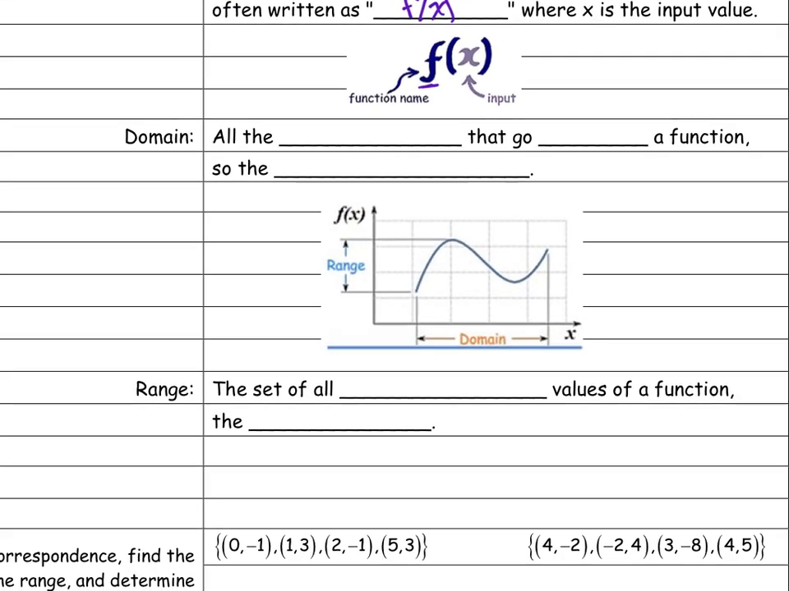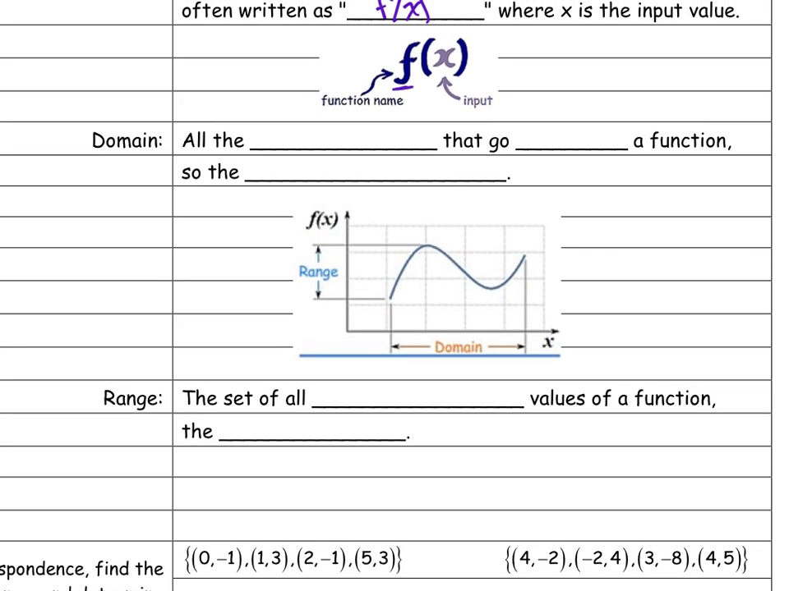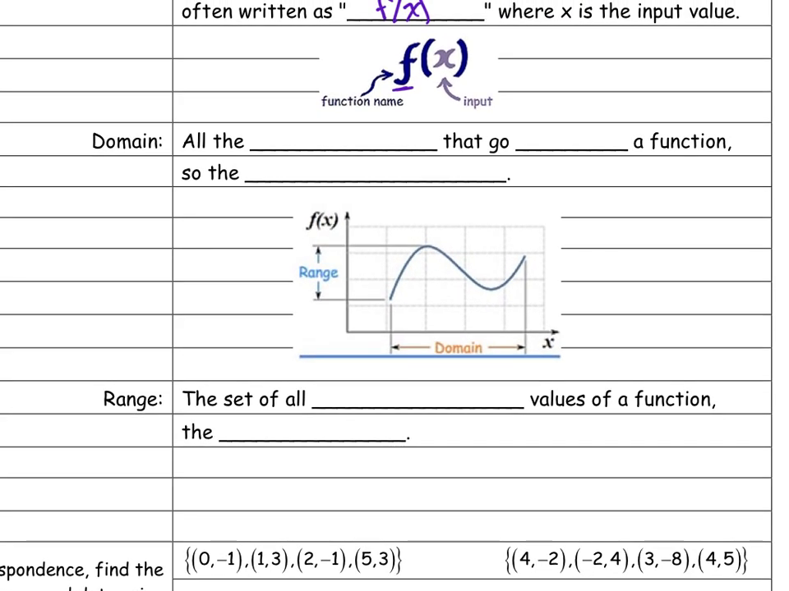I'm going to slide up so I can put domain and range on the same thing. So domain is all the values that go into a function. So the x values. And I want to make sure when I'm writing domain, I go from least to greatest. It's always my smallest to my greatest.